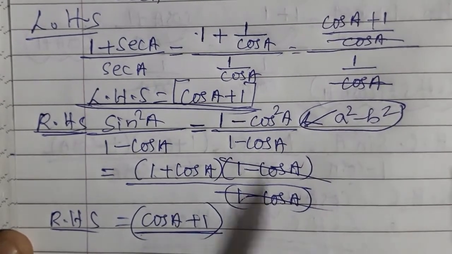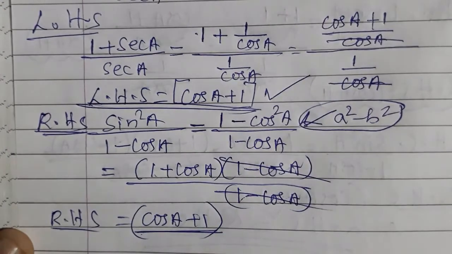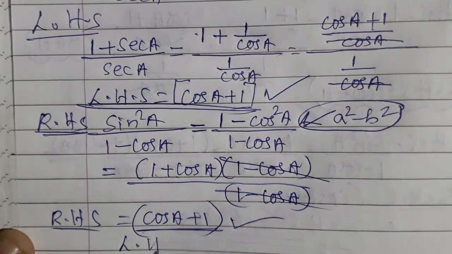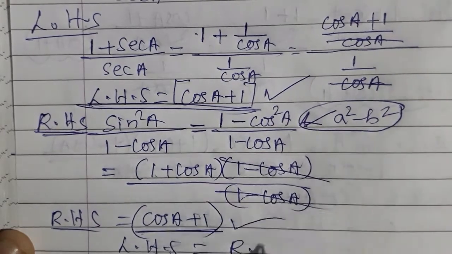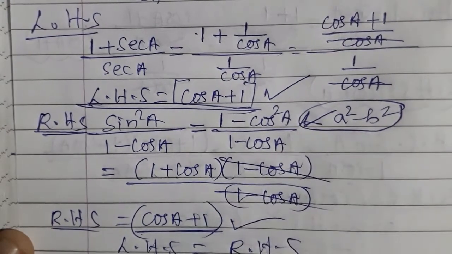So therefore it is clear. Left hand side is also cos A plus 1. Right hand side is also cos A plus 1. Therefore we have proved left hand side is equal to right hand side.